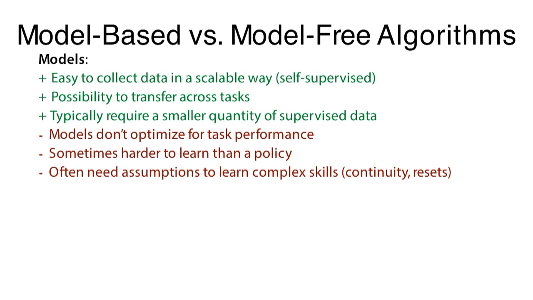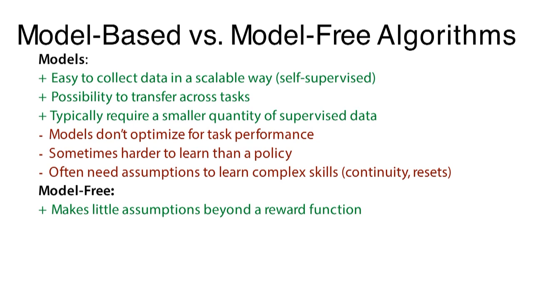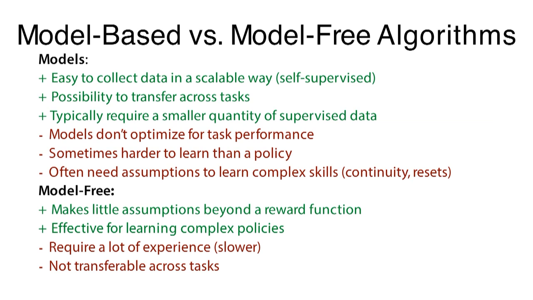And then in terms of model-free approaches, they make very few assumptions beyond the need for a reward function. They're very effective for learning complex policies, but they require a lot of experience, very high sample complexity, and they're not directly transferable across tasks. That said, this is an overview if you want to decide between them for applying reinforcement learning to your particular problem. But ultimately, we want both. We want an agent that's able to both plan and use model-based approaches, and learn to predict its environment. And we also want policies that can very quickly and rapidly react to changes, to different tasks. And that's the model-free element.